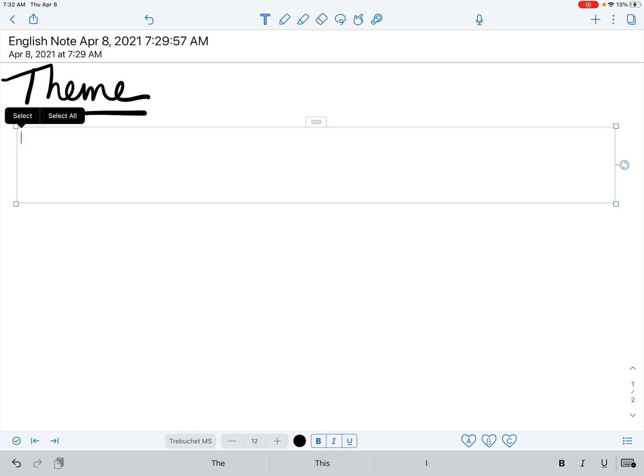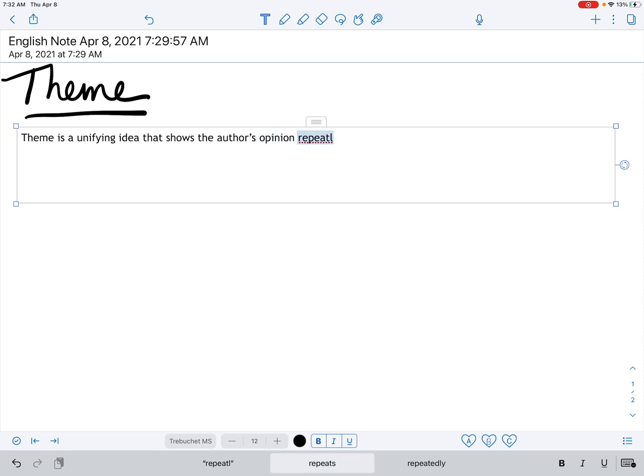We've been working on theme for a couple of different activities now, so it should not be news to you that a theme is a unifying idea that shows the author's opinion repeatedly in a story.